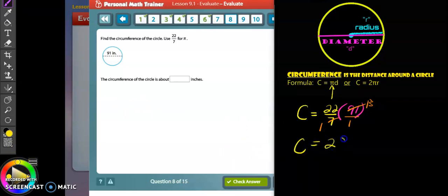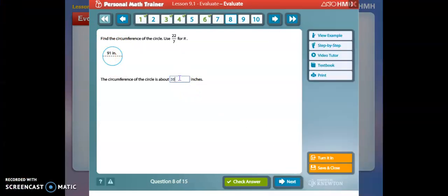That is 286. And again, this is just the distance. This is telling us the distance around the circle. That's what the circumference is. So if you were to actually measure a circle that had a diameter of 91 inches, which is actually pretty big, the distance around that circle is 286 inches. So we're going to type in 286. And I typed in the wrong number again.